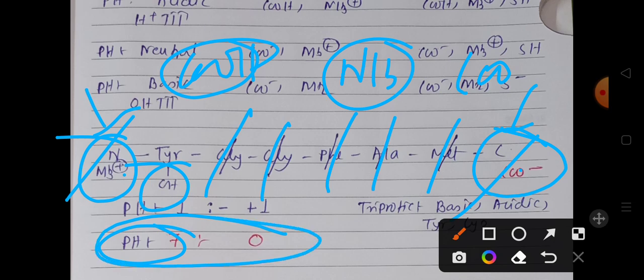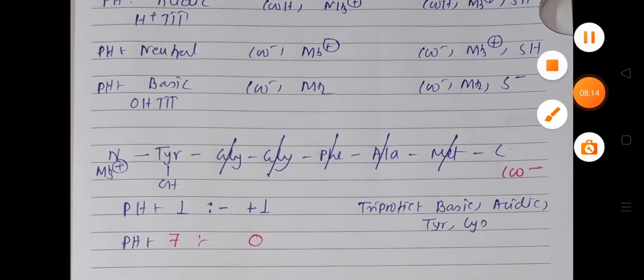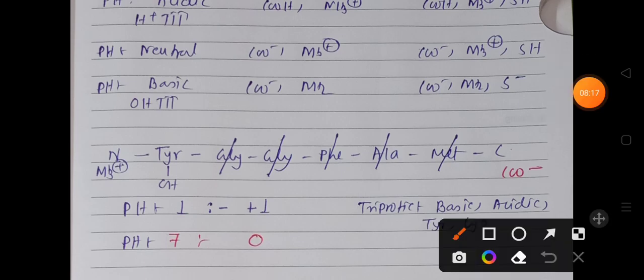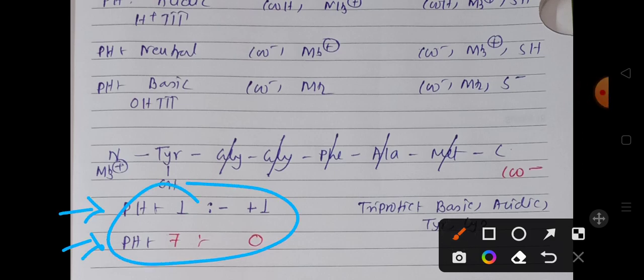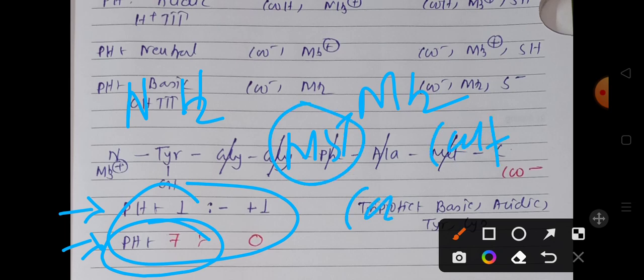Okay, so that's how you can calculate the charge of any peptide. But I want to mention very carefully, please take care about the pH they have mentioned. If they mention an acidic pH, then make sure that all the NH2 will be protonated. If they mention a basic pH, then NH3 plus will be deprotonated, and if there is COOH, it will again be deprotonated, right? So that is the idea.